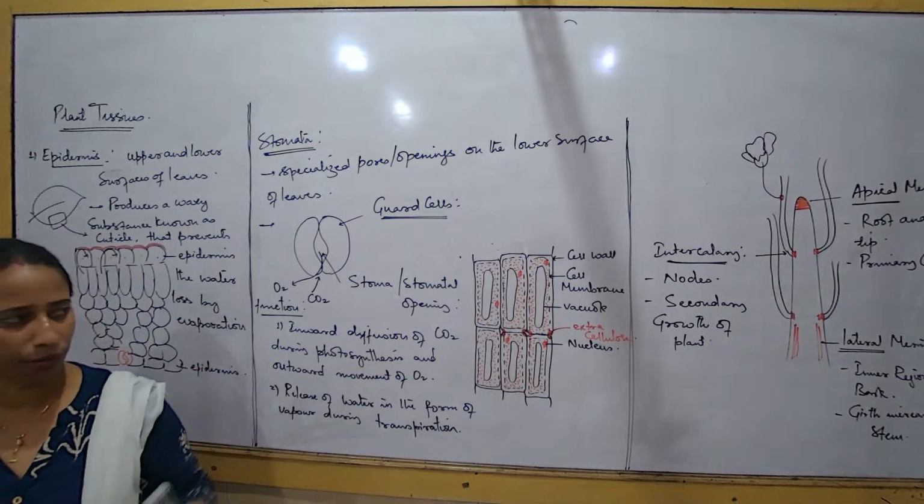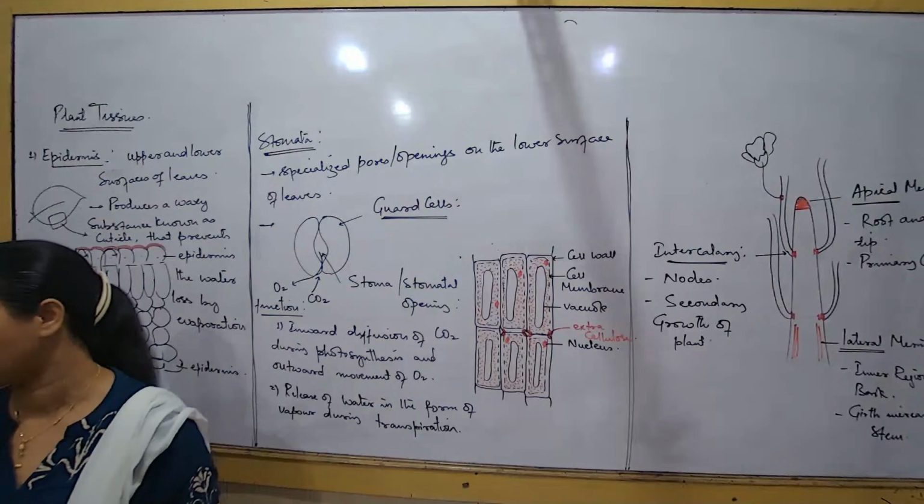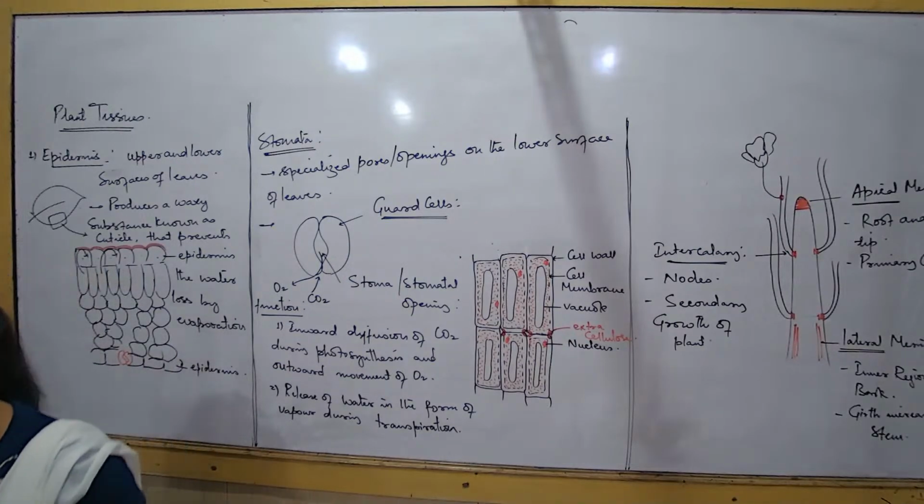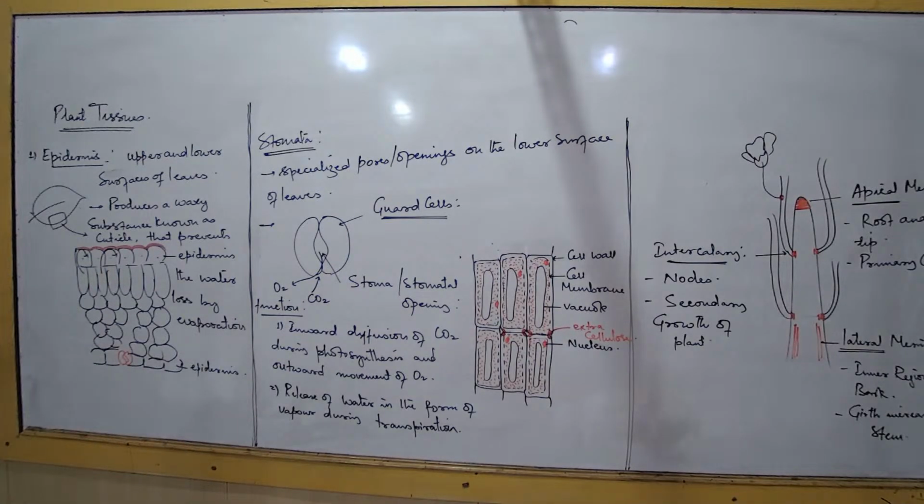Understood? So for meristematic, only this you have to study. The three types of meristematic tissues. One point about their location, one point about their function. Only that much. I thought we have finished this.